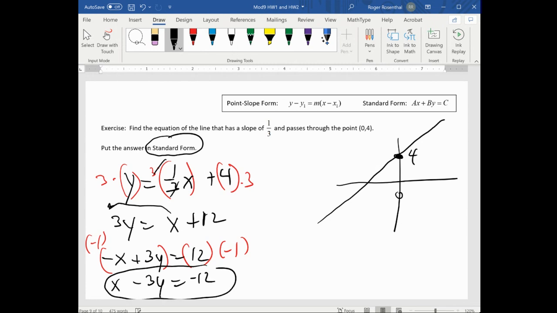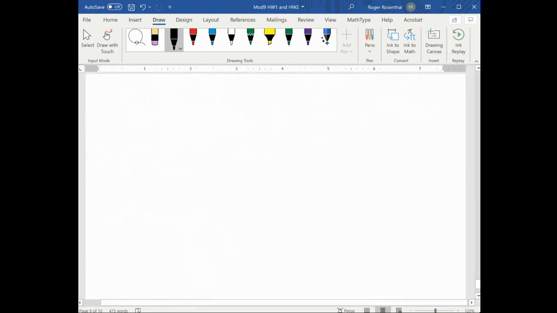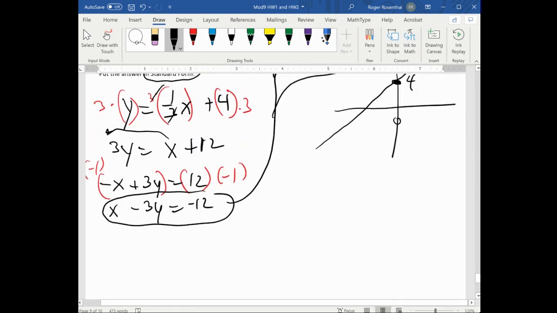And that is the equation of the line that has a slope of 1/3 and also goes through the point 0, 4. And I believe that's the end here. Yes, it is. So that is the end of Module 9, Homework 2.